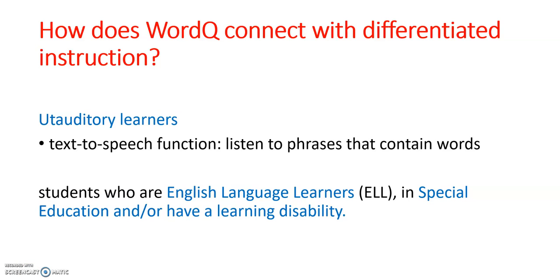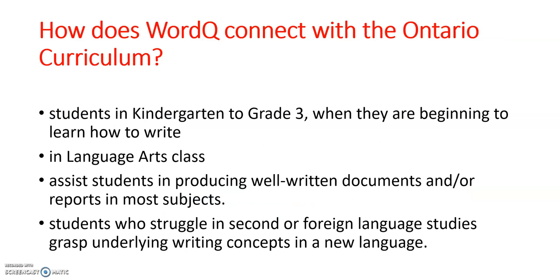WordQ is perfect for auditory learners who learn best through listening. How does WordQ connect with the Ontario curriculum? WordQ is intended to be used by students in kindergarten to grade 3, and it is used in language arts class. It assists students in producing well-written documents and reports in most subjects. And it helps students who struggle in a second or foreign language.